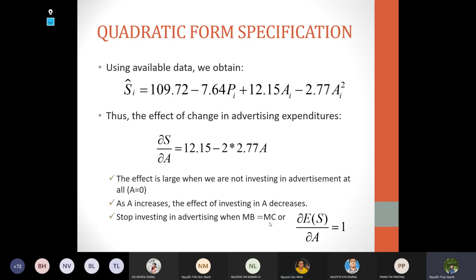Now, optimal level is not the maximum level. Optimal level is different from the level that maximizes the revenue that we get. Optimal level is different from the maximum level.